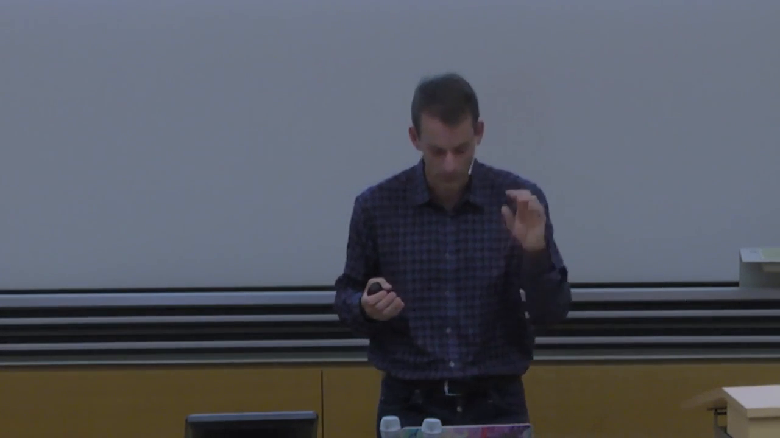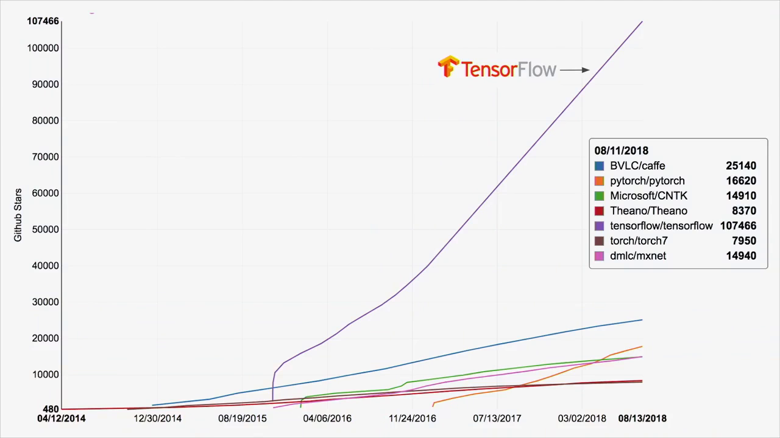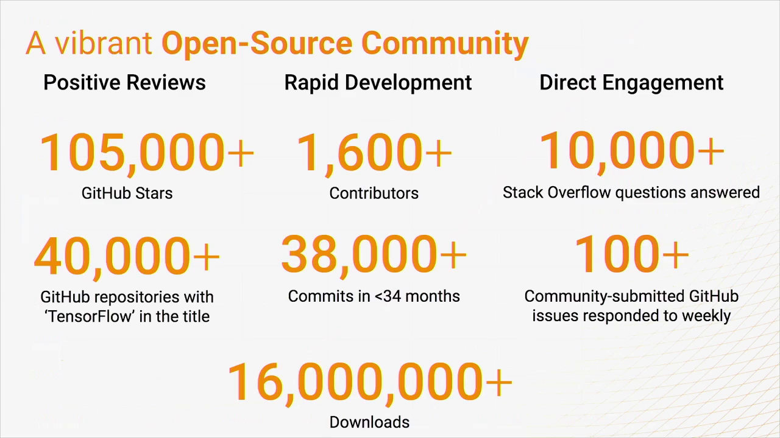So this is one sort of weak metric of interest, which is GitHub stars, people who star repositories so that they can follow updates and what's going on with them. That's TensorFlow in the purple there, and a bunch of other open source machine learning packages on the other lines there. And it's had a really nice development of a community around this.